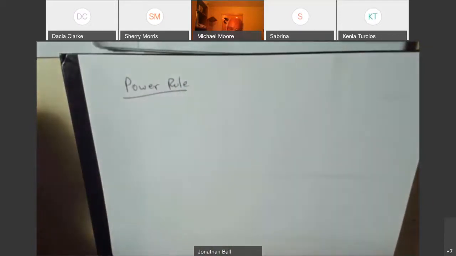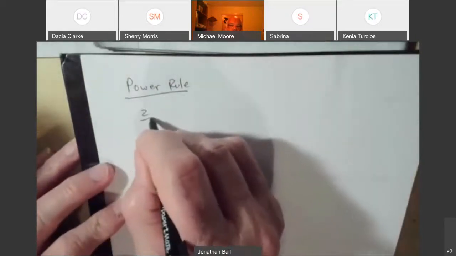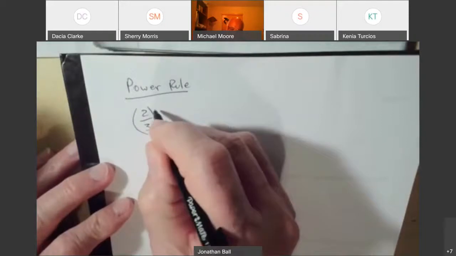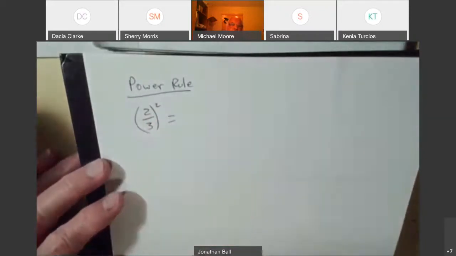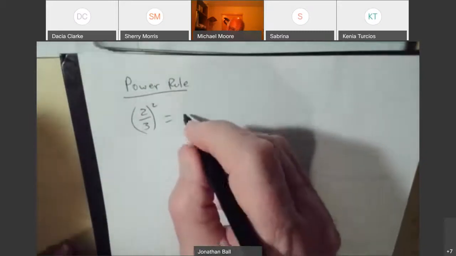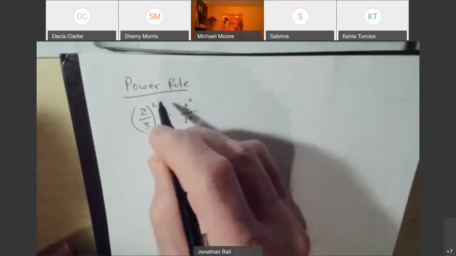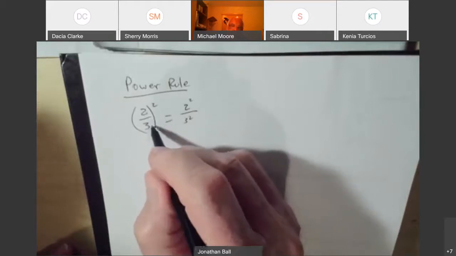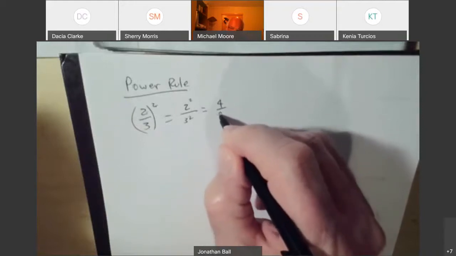The power is if you have a number, like 2/3 all squared. This is kind of like the distributive property for exponents. This is going to equal 2 squared over 3 squared. I'm going to multiply each one of these things by that. It's going to be 4 over 9.